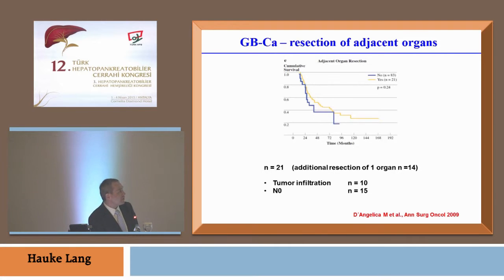But if you look at their data, out of 21 additional resections, only in 10 there was tumor infiltration, and they were almost all node negative. So this does not say anything that the curves are the same. So probably those patients having tumor infiltrations are doing much worse.